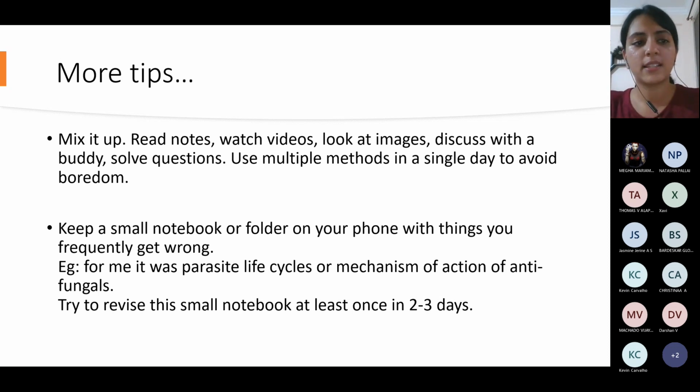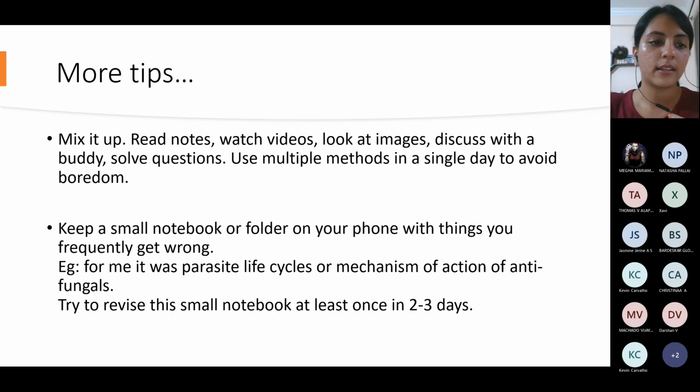Another thing that helps is if you mix up the way you study: you read your notes, you watch your videos. You also have to look at images because all of these tests nowadays have a lot of images to identify. And you can even discuss with someone who's preparing the same way you are, and you can solve questions. And all of this within a single day is what I'm saying. Because if you read notes from 8 a.m. to 8 p.m., you're definitely going to get bored and you're going to go slower than what you should be going.